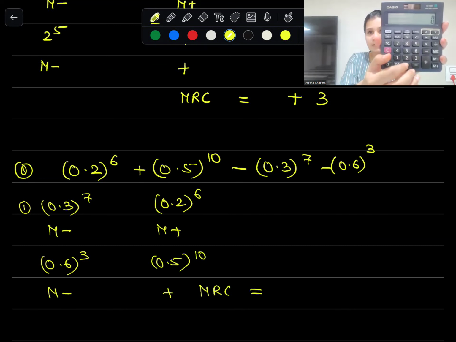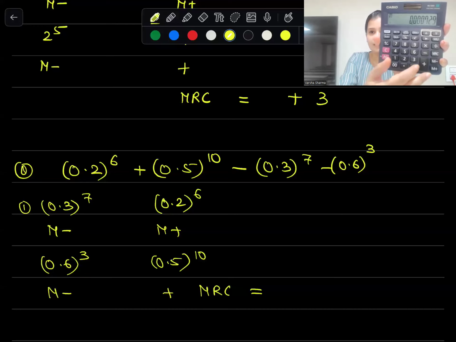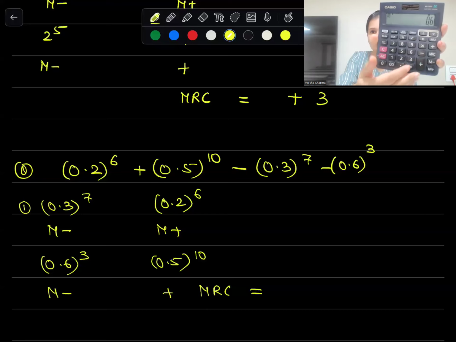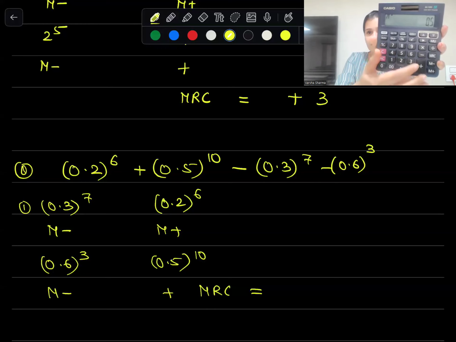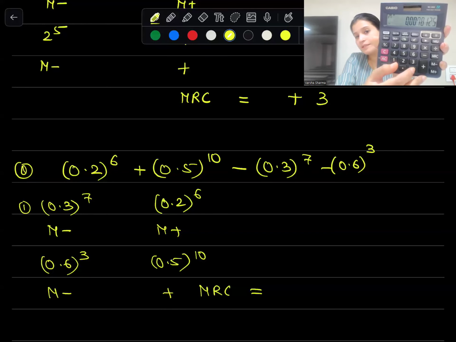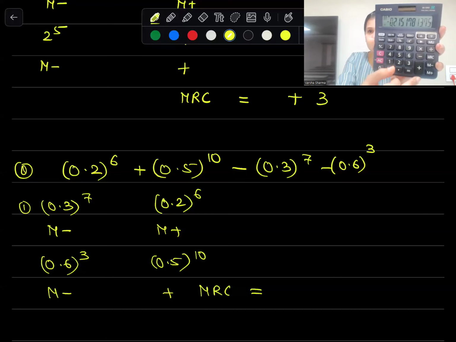So the calculator is clean. 0.3, 2, 3, 4, 5, 6, 7, M minus. 0.6, 2, 3, M minus. 0.2, 2, 3, 4, 5, 6, M plus. 0.5, 2, 3, 4, 5, 6, 7, 8, 9, 10, plus MRC, equal.